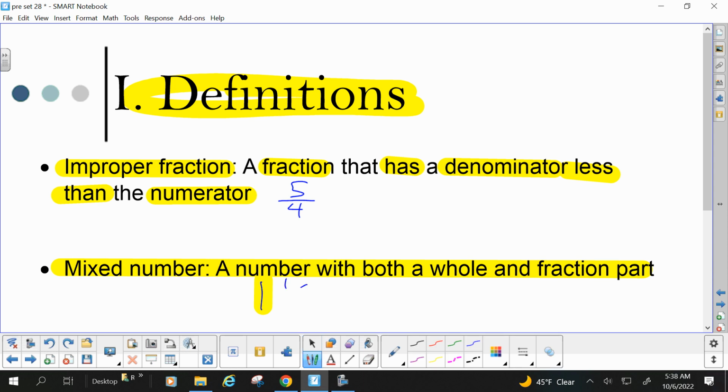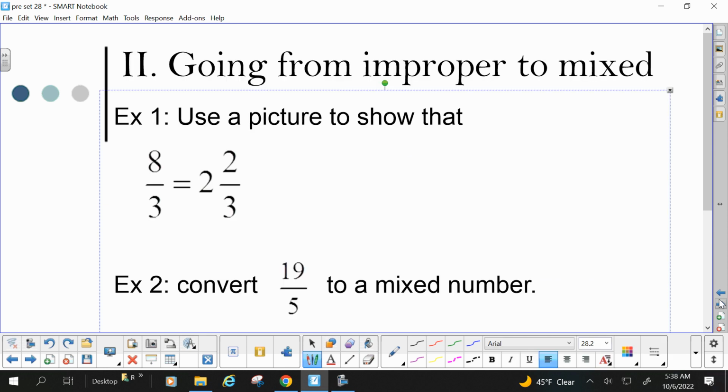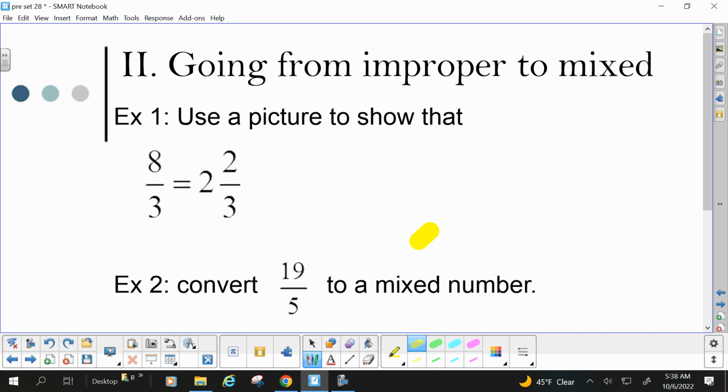Now, we have a lot of people from a lot of different backgrounds in this class, and so if you know this, great. But if you don't know it, then today's your lucky day. You're going to learn it. All right, let's move on. Let's start with the first idea. How do you go from improper to mixed?